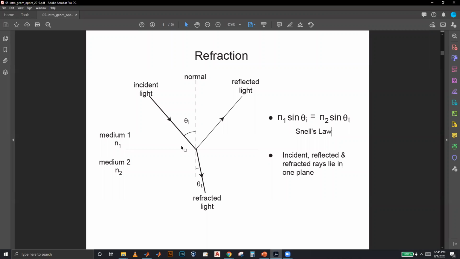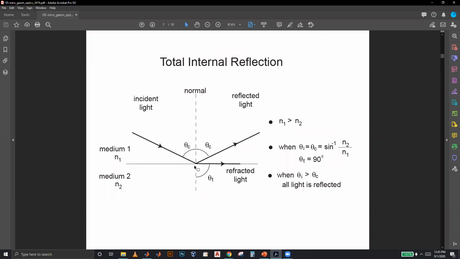And if you keep increasing theta I more and more, at one point theta T will go along the edge of the interface, which is the critical angle. For any incident angle greater than the critical angle, no light will be able to enter the second medium. All of the light will be reflected back. One important point to keep in mind is this can only take place if the first medium has a refractive index which is much higher than the second medium.